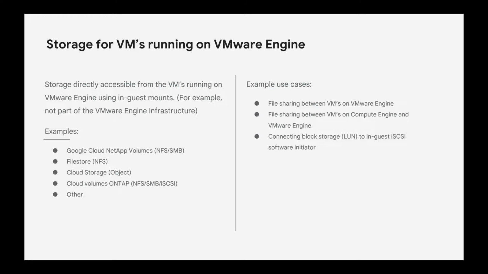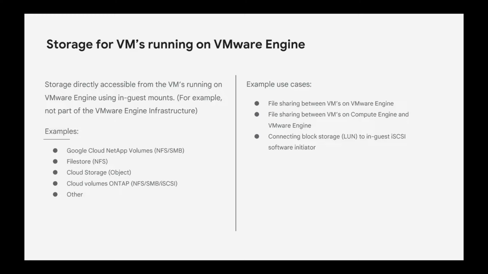the storage objects. Some of the offerings that provide these external storage options for VMs are Google Cloud NetApp Volumes, Google Cloud Filestore, Google Cloud Storage, NetApp Cloud Volumes on top, and potentially other offerings available through the Google Cloud Marketplace. Use cases can vary from VDI to file sharing between VMware Engine VMs or VMs running both on Compute Engine and VMware Engine, and maybe even extended into bare metal environments.